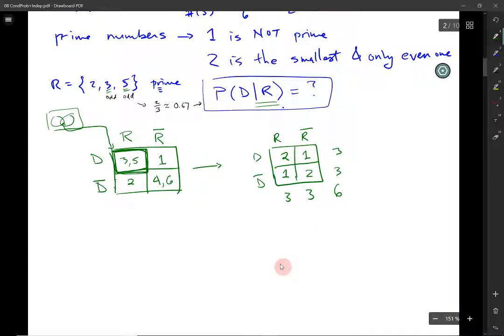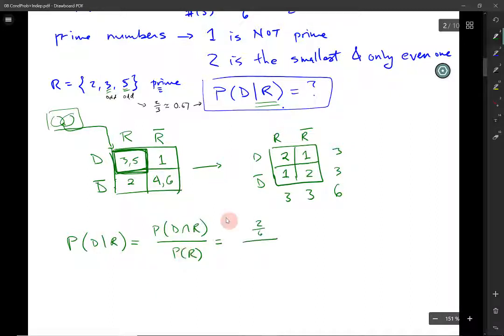But if we wanted to use that formula, we would say that the probability of D given R is the probability of D and R divided by the probability of R. So we want to convert the sample space to the smaller sample space, right? So what's the probability of D and R? It would be this total probability, so 2 out of 6. For this cell in the big table, it would be 2 out of 6.